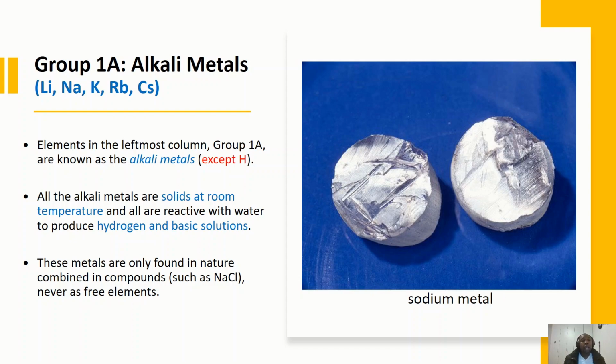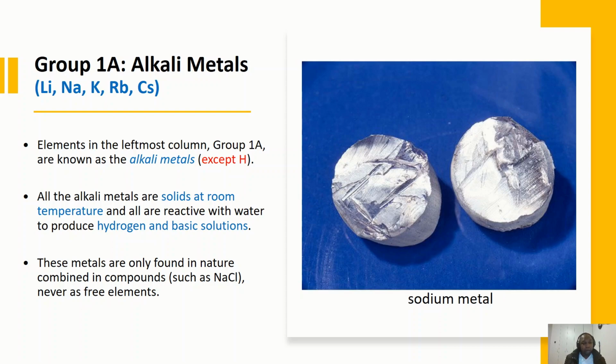So group 1A are known as alkali metals, and they are lithium, sodium, potassium, rubidium, and cesium. I think we also have francium in that group as well. These elements are the leftmost column, group 1A, and all the alkali metals are solid at room temperature. You have to note that. They are all solid at room temperature and are all reactive with water to produce hydrogen and basic solutions. So they are all going to react with water.